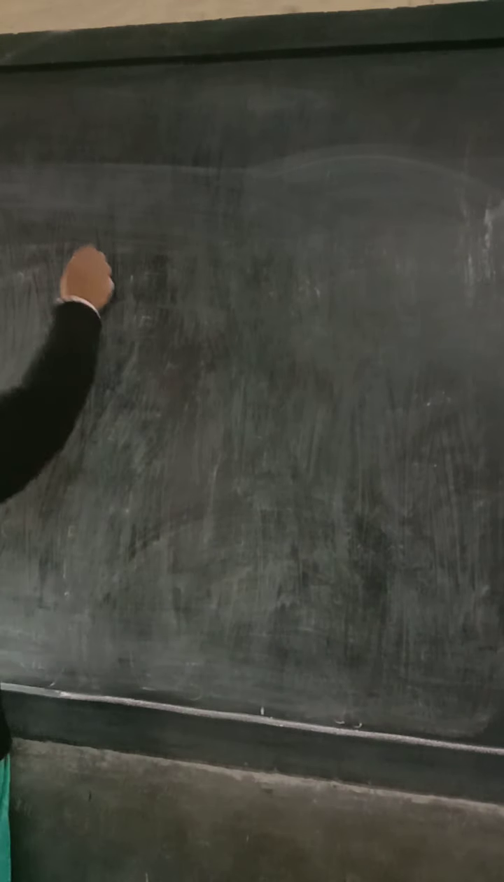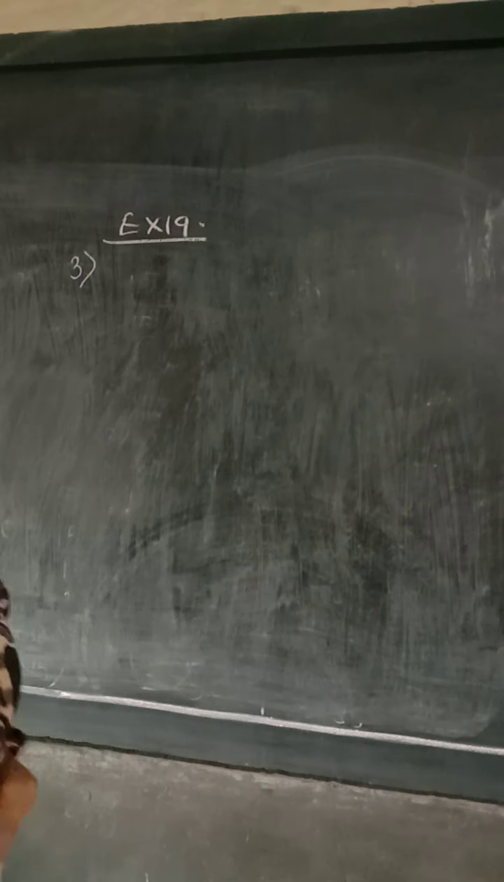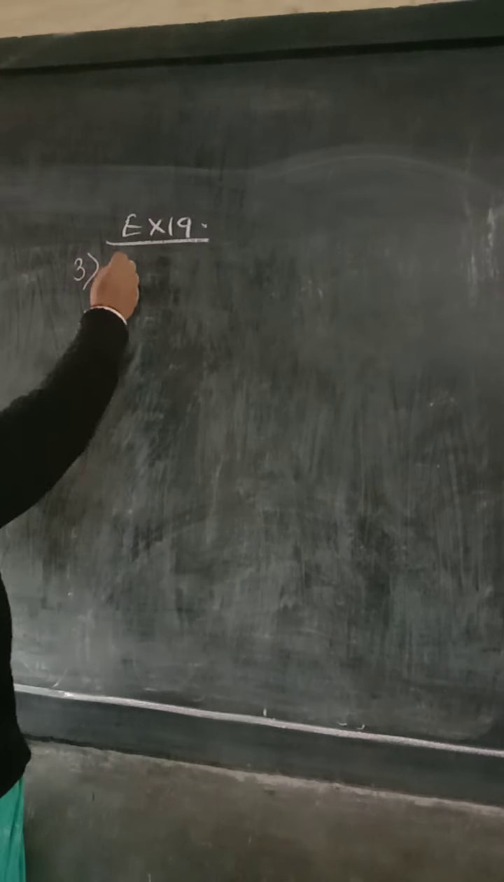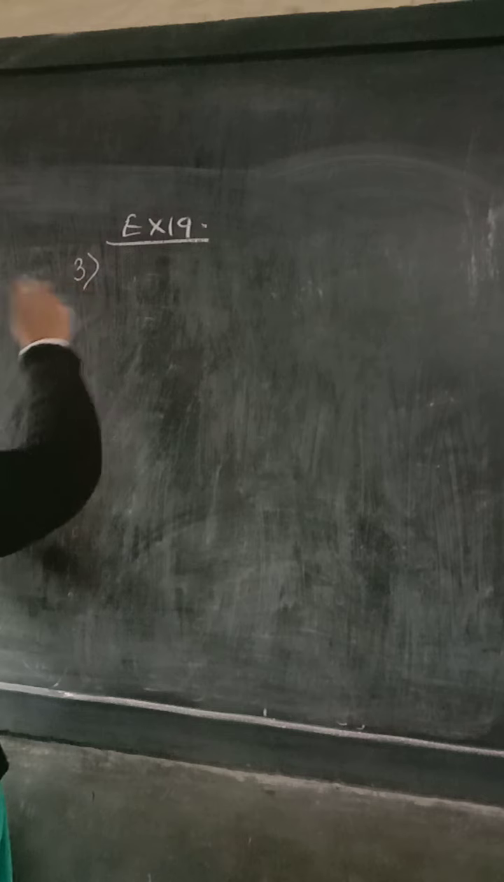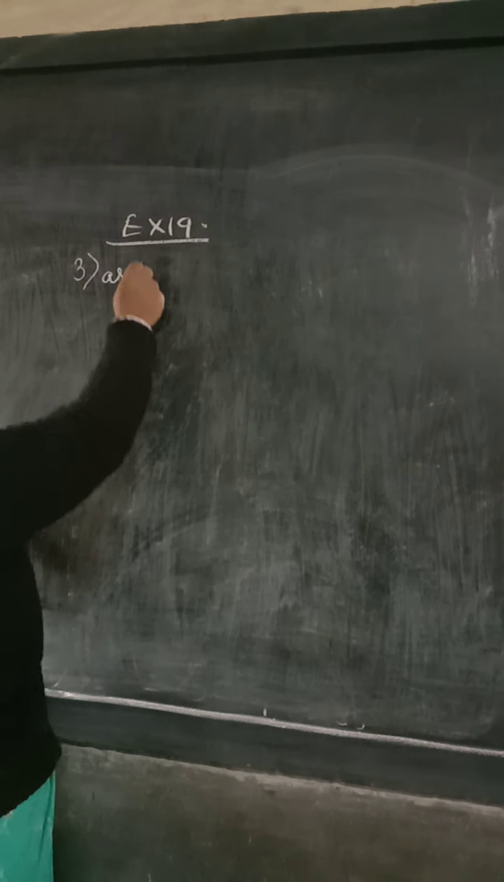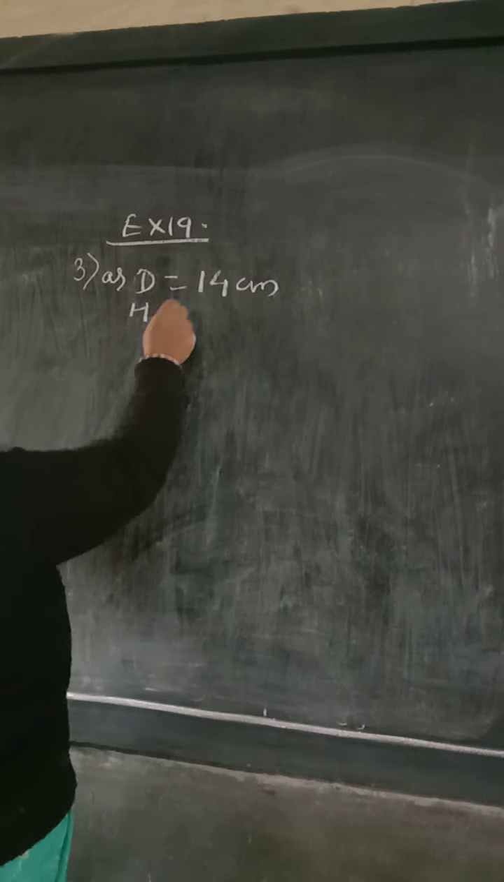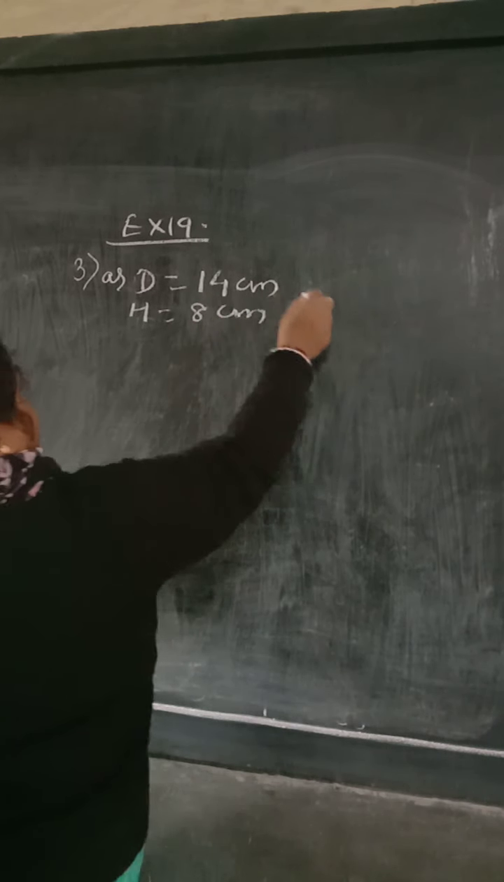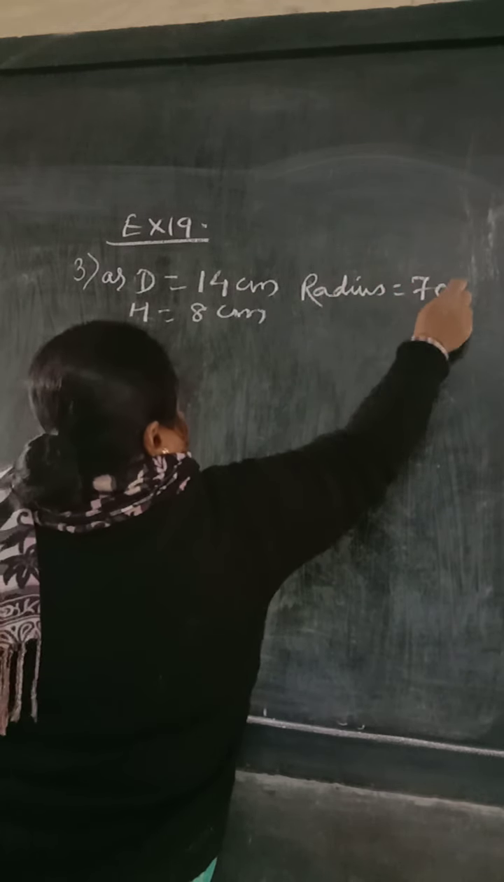Question number 3, exercise 19. So you must go through the sums, and if there is doubt you can ask, that is afterward. Now 3.1, you have to get the volume, curved surface area and TSA of a cylinder. 3a, diameter is given 14 centimeter and the height is given 8 centimeter. So if diameter is 14, radius would be 7 centimeter.